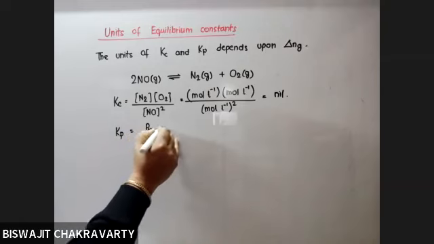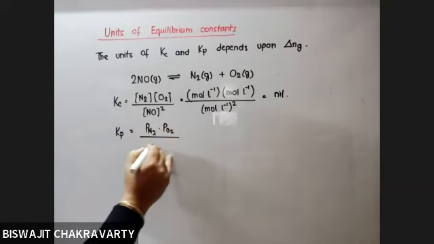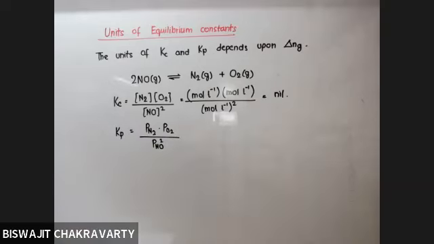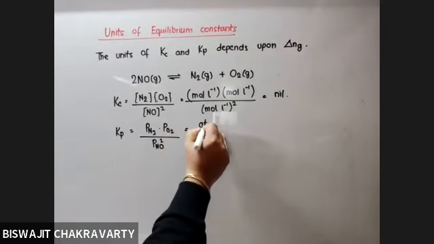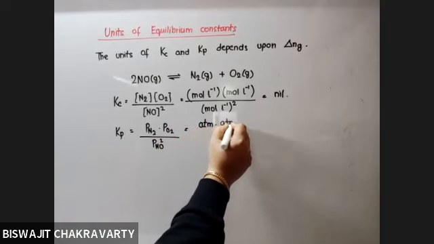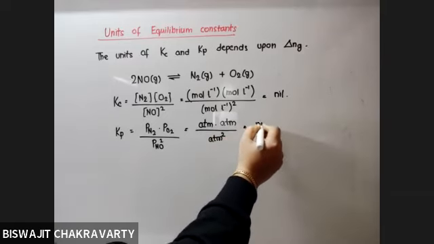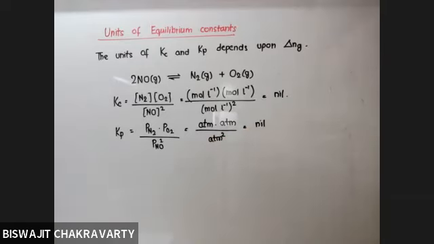Kp is partial pressure of N2 into partial pressure of O2 divided by partial pressure of NO square. What is the unit of pressure? atm or bar. But whatever be the unit at the top, the same will be the unit at the bottom. Which means that for a reaction in which delta Ng is 0, there will be no unit of Kp and Kc.